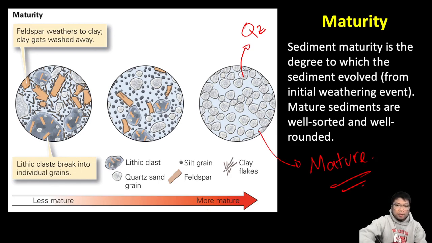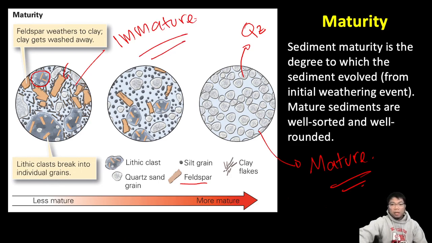Immature sediments will likely consist of multiple types of grains, such as feldspar or maybe silt grains, or you could also have some particles of rocks. So not only just minerals, but also rocks within those grains. When you have something like that, that is what we call immature sediments.